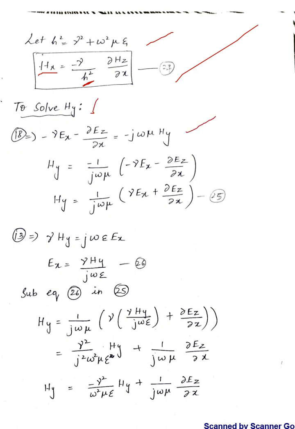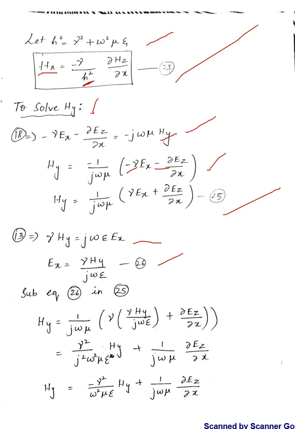So I'm going to write the 18th equation again. From this 18th equation, I'm going to take this Hy on the left hand side, and the remaining terms I'm going to write on the right hand side. After that, I'm going to take this minus and minus common outside and write this 25th equation. Now I have taken this 13th equation which we obtained previously, and we have this Ex equation also: Ex is equal to gamma Hy by j omega epsilon. I'm going to mark this as the 26th equation.